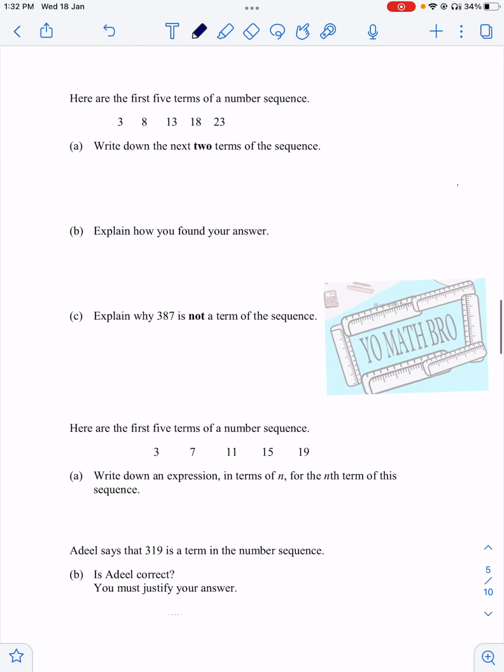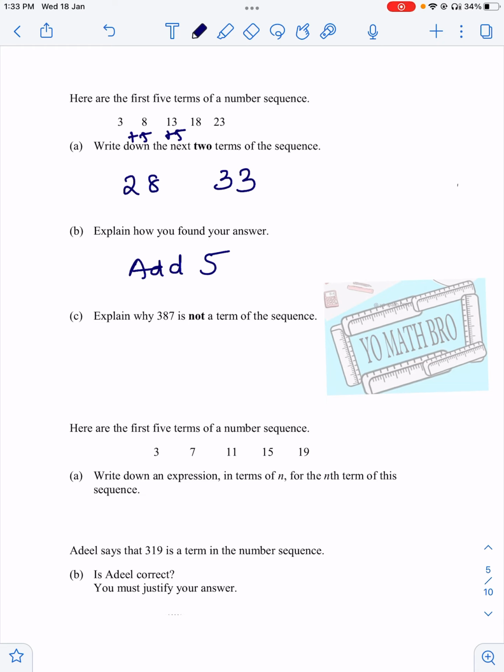Again, one more type: 3, 8, 13, 18, 23. Okay, so it's the same pattern, plus 5, plus 5. The next two terms will be 28 and 33. Okay, and how did you find the answer? Adding 5.